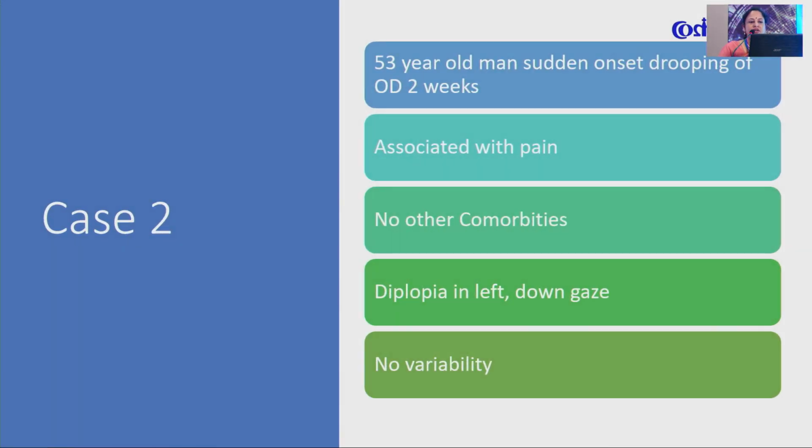Now here we have a second case. It's a 53-year-old man who presented with sudden onset drooping of the right eye since 2 weeks. There's associated pain, no comorbidities, diplopia in left and down gaze, and no variability. Here you can see that the patient has a right eye ptosis, and this is a typical case: there is elevation limitation, depression is also limited, and adduction is also limited. So it's a third cranial nerve palsy.